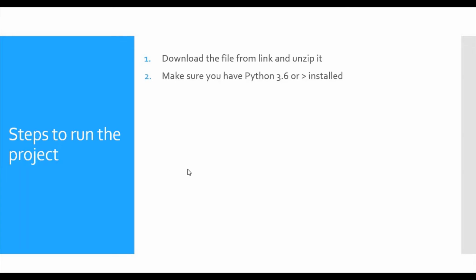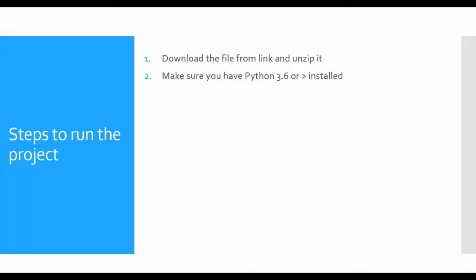Now I'll explain how to run the project. So the first step is to download the file from the link that I have provided in the description. It contains the entire code of the project. It's a zip file, so you'll have to unzip it first. Next, make sure you have Python 3.6 or greater version installed on your laptop.